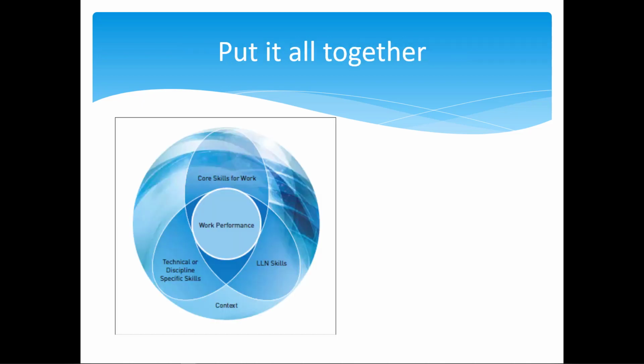So when we put it all together, we have our technical or discipline-specific skills, we have our LLN skills, and we have our Core Skills for Work. So if I was going to do a Cert 3 in automotive, we'd be looking at the technical skills, we'd be looking at the LLN skills, and we'd be looking at the Core Skills for Work.